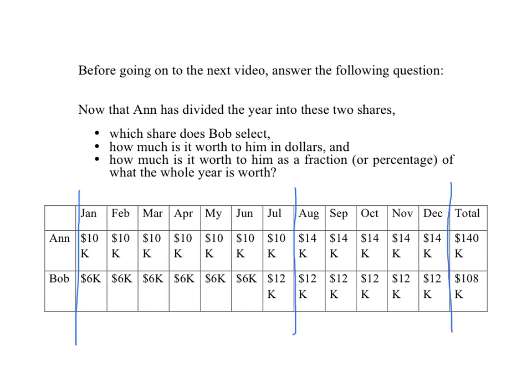Here's the question. Which share does Bob select? How much is it worth to him in dollars? And how much is it worth to him as a fraction, or percentage, of what the whole year is worth to him?